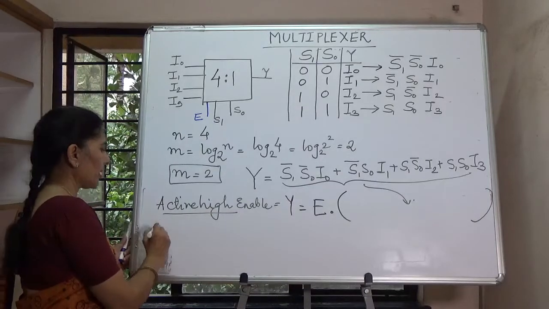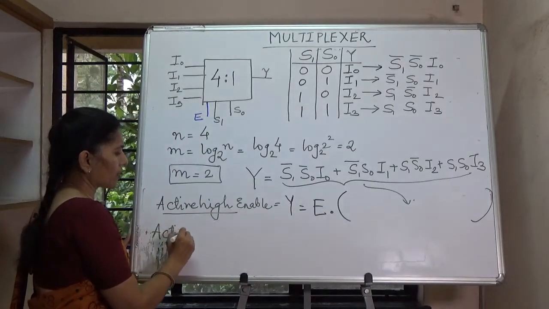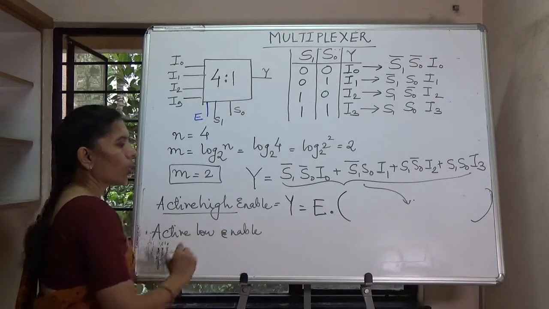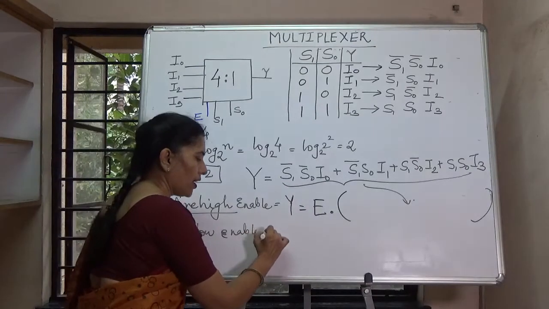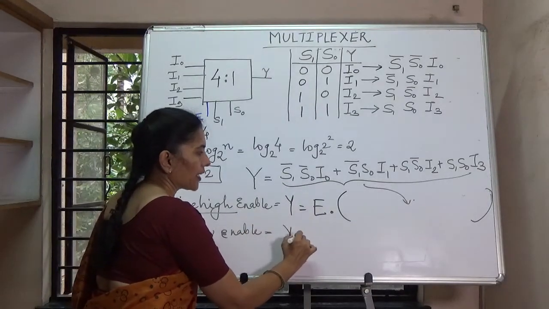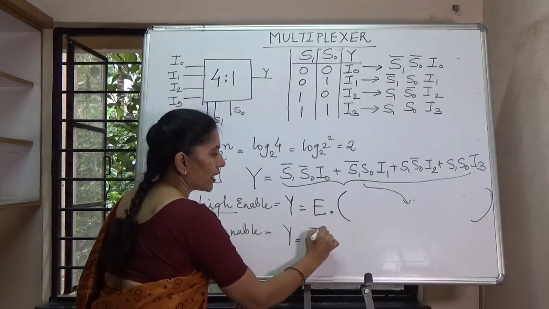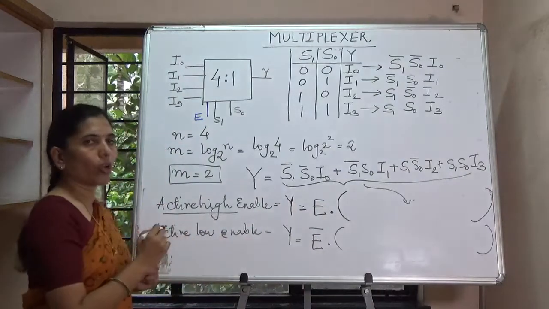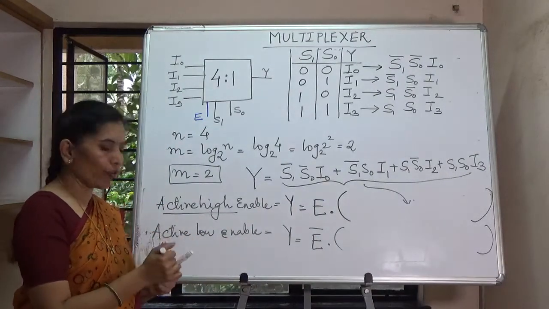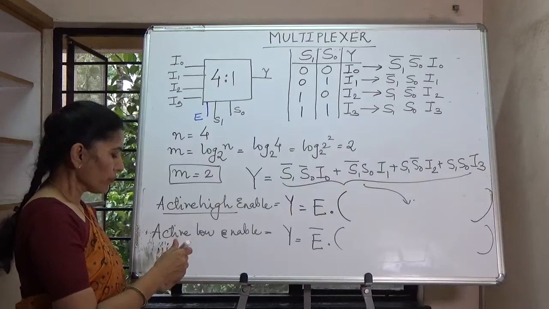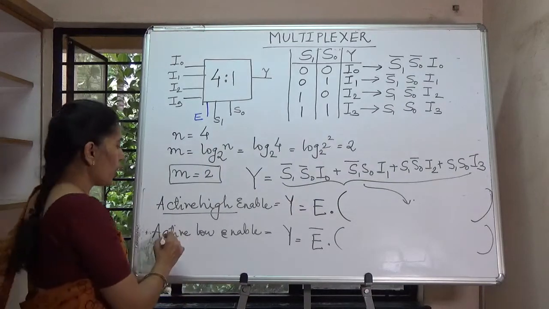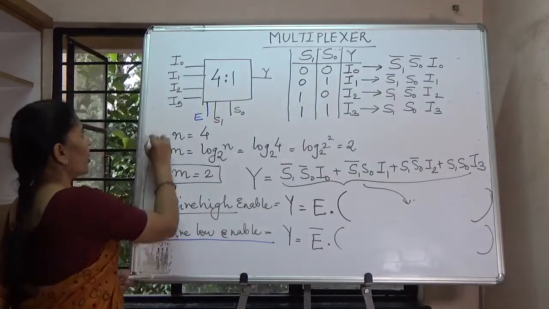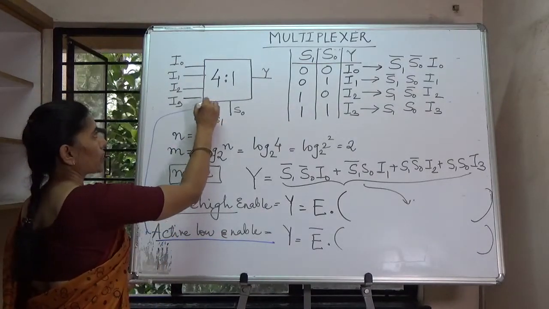If we assume that the enable line is active low enable, that means the multiplexer is enabled only when the enable line is low. In that case, Y will be equal to E bar dot the entire product which has been obtained for a plain 4:1 multiplexer. The only thing which should be remembered is when you write that it is an active low enable line, ensure that you put a bubble on this active low enable line.